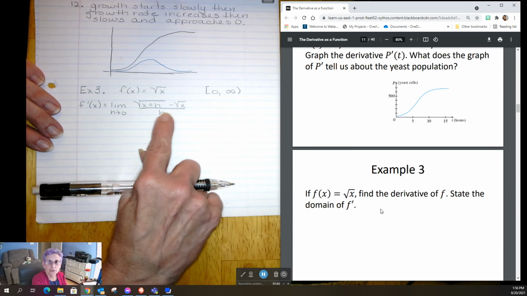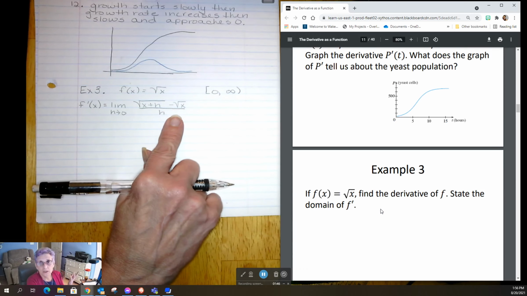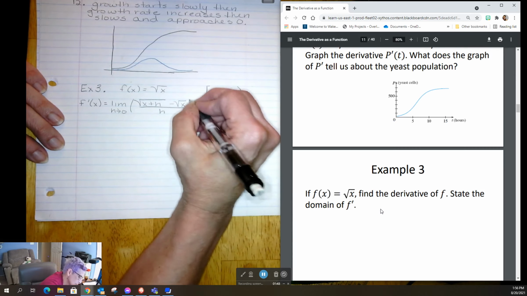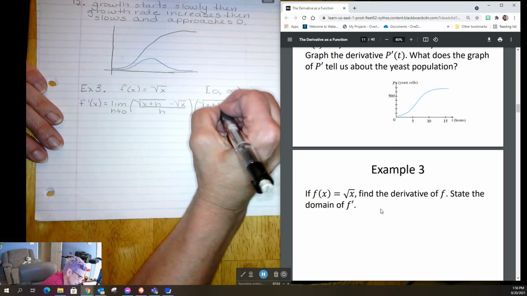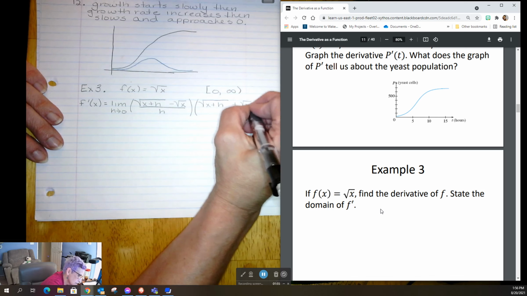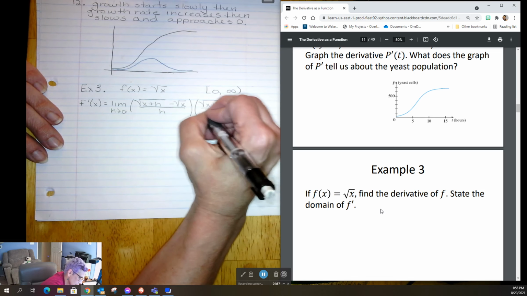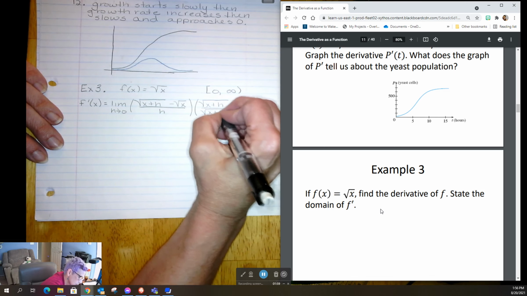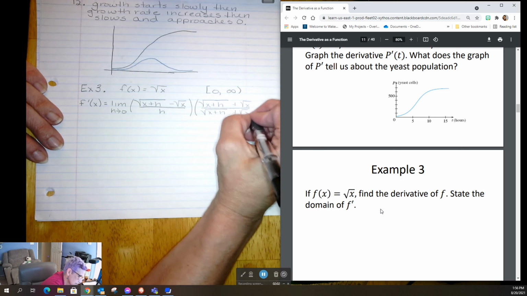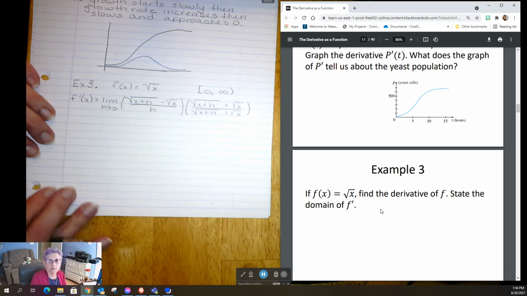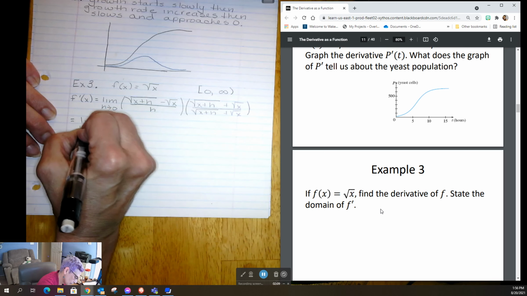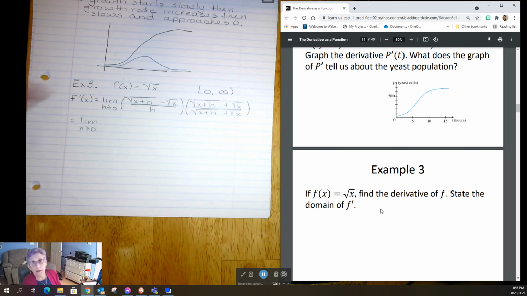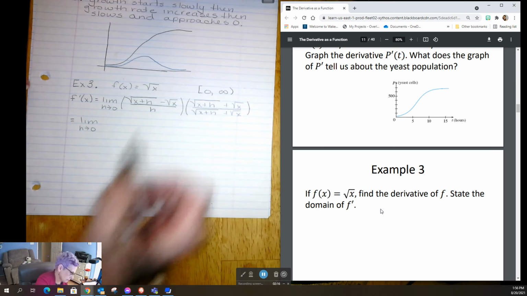I have a difference of two radicals. How did we deal with those limits? We multiplied by the conjugate. So, square root of x plus h plus the square root of x, over square root of x plus h plus the square root of x. Don't forget to write down limit as h approaches 0 over and over and over again.